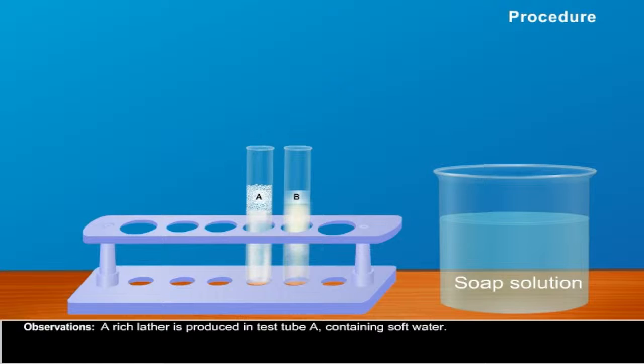Observations. A rich lather is produced in test tube A containing soft water. A sticky scum is produced in test tube B containing hard water. Conclusions. Soft water is good for washing as it produces rich lather with the soap solution. Hard water produces sticky scum with soap solution and hence is unfit for washing purposes.